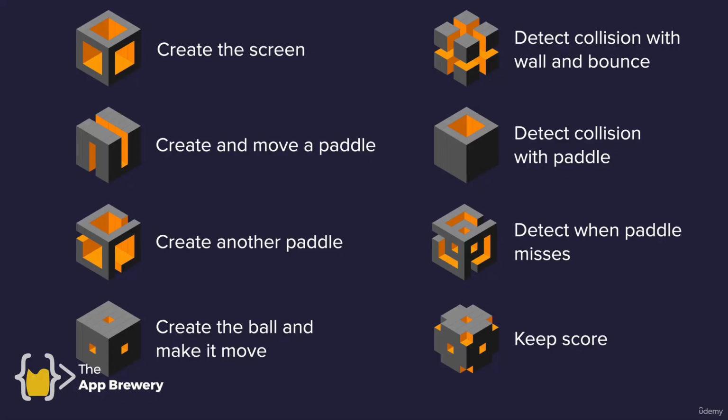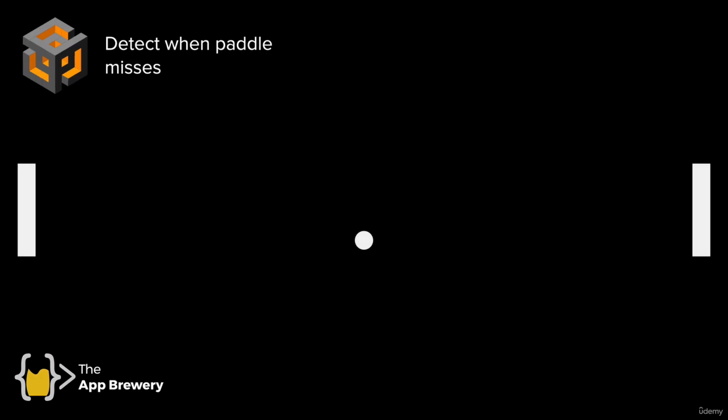Now we're pretty close to the end of the program. We've managed to do pretty much everything other than detect when the paddle actually misses a ball. And if the right paddle misses the ball, then the left player gets a point. And this should trigger a restart of the game where the ball goes back to the center and starts off in the opposite direction.